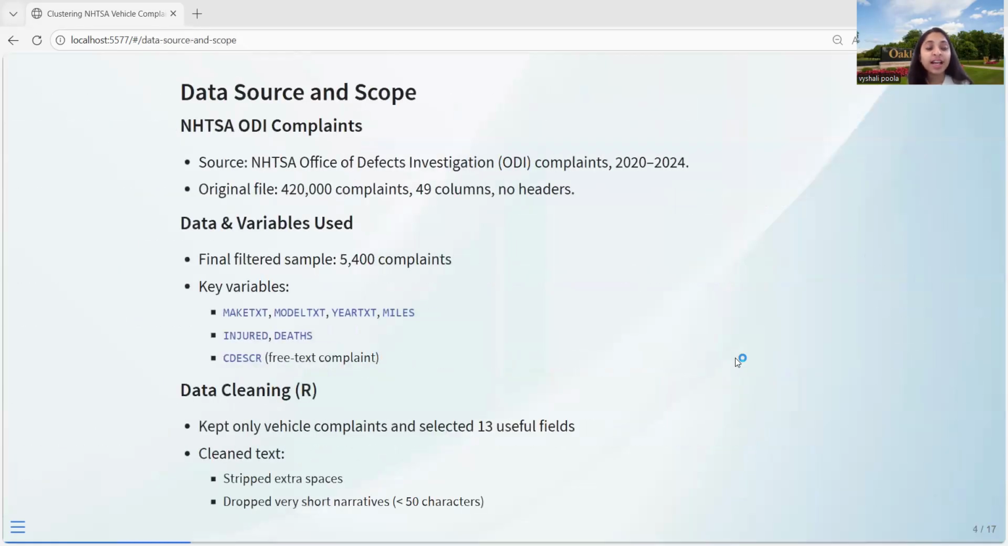The data source and scope were important to ensure meaningful clustering results. The raw data set was massive and very unstructured. So the first step was to filter it down to something workable, which gave me around 5,400 complaints. I then isolated the variables most relevant to safety analysis, things like mileage, injury indicators, model year, and of course the complaint narrative too.